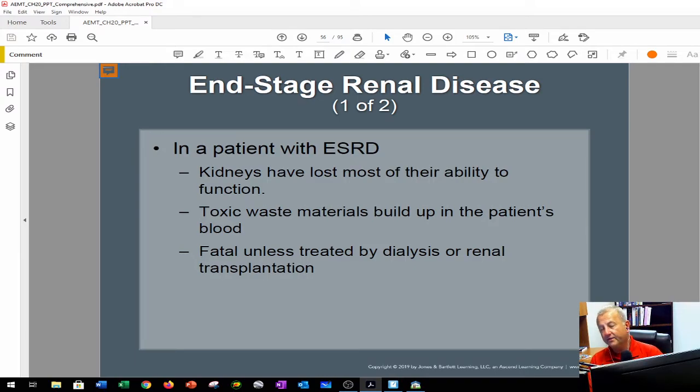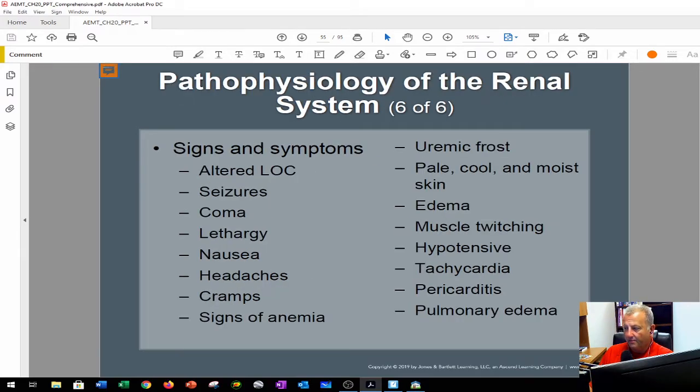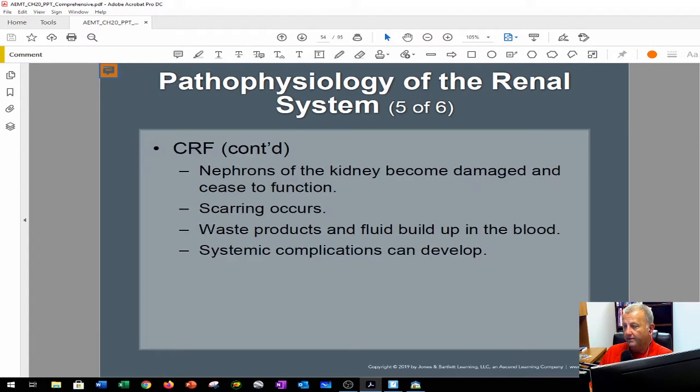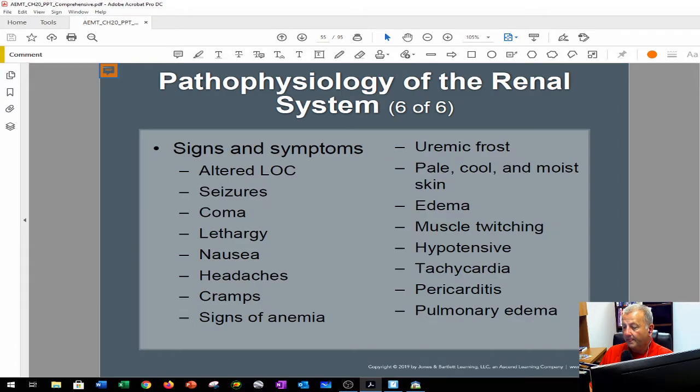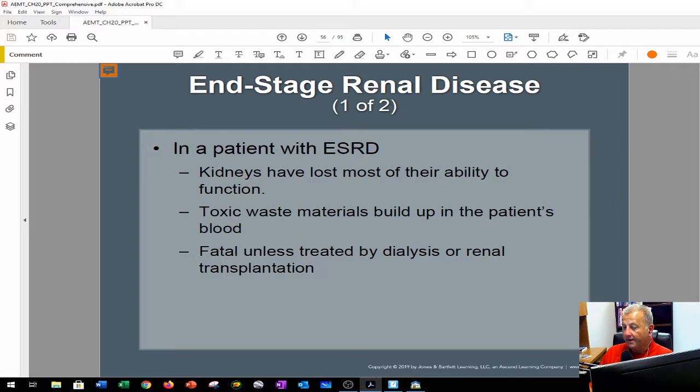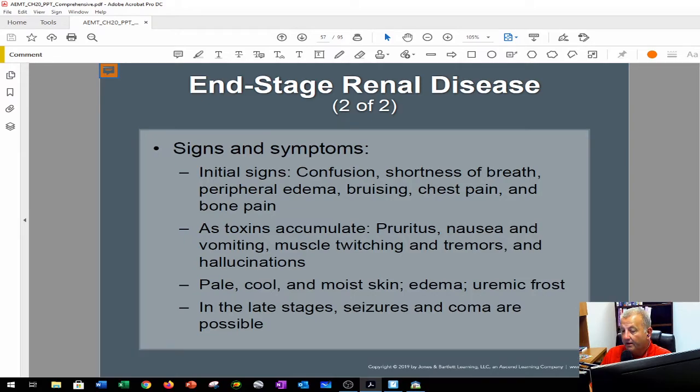End-stage renal disease, these are the folks who go to dialysis 3 times a week. And it's usually a progression from chronic renal disease. End stage means if it wasn't for dialysis, they would die. If you're dealing with an end stage renal patient, these folks already know what got them there. They're clear on the signs and symptoms around it.